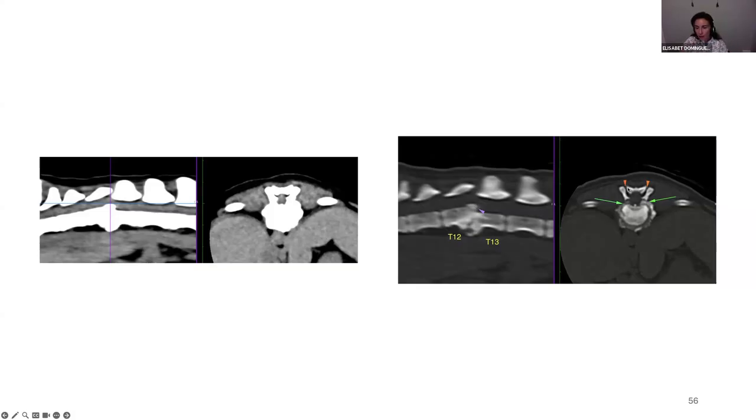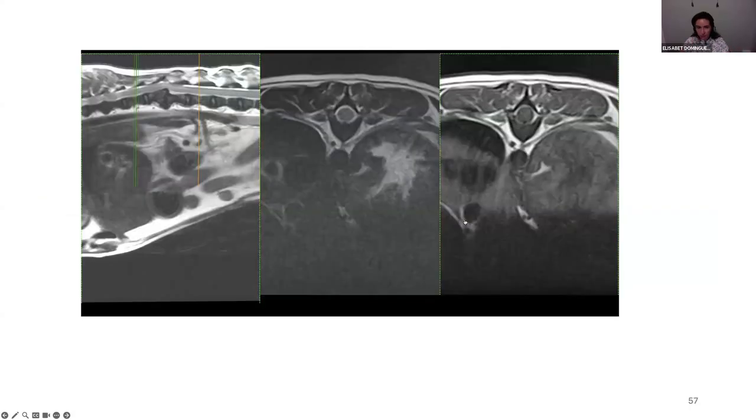And we know that this dog had a previous trauma because these are the articular processes joints, and we see that there's a widening of these joints. And there's a little bit of subluxation. T13 is a little bit ventral compared to T12.